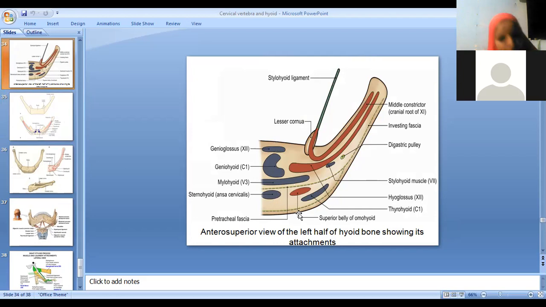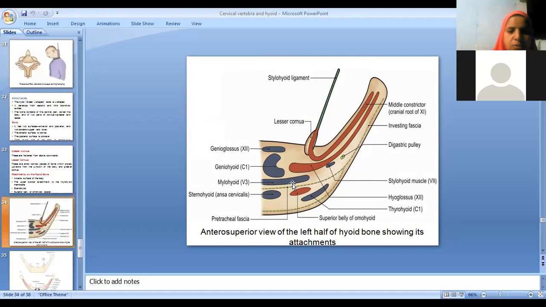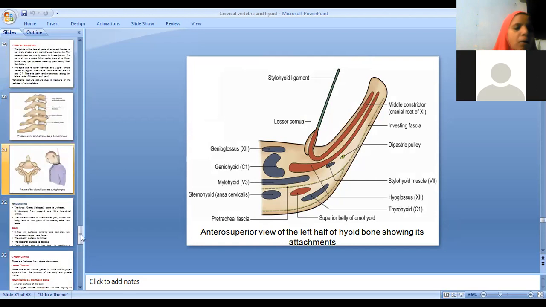Ma'am, we didn't do hyoid bone. Acha, you didn't do. Okay, you need not worry then. So these are the anterior attachments. Okay, then is it important?